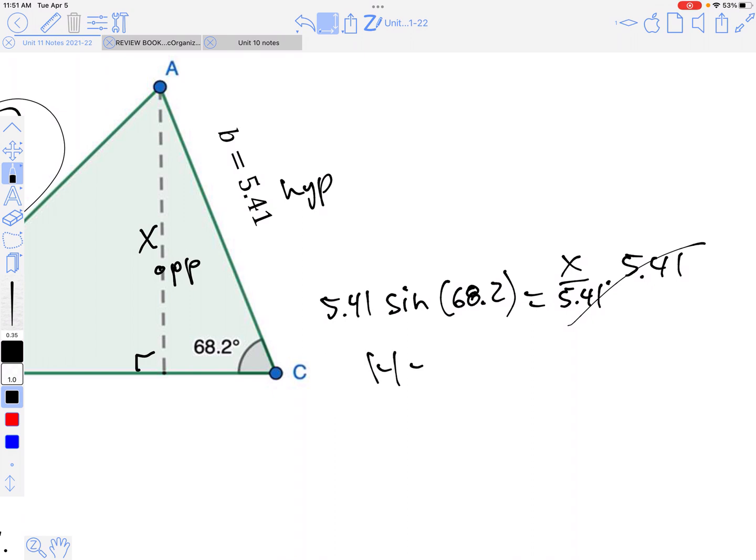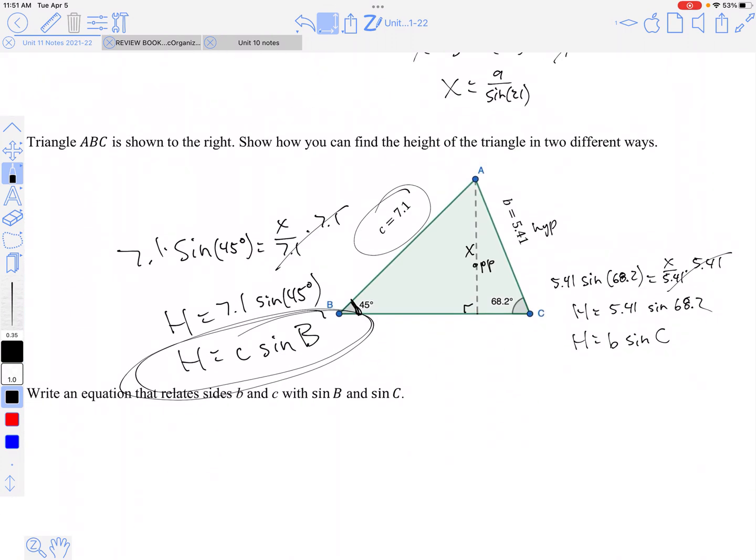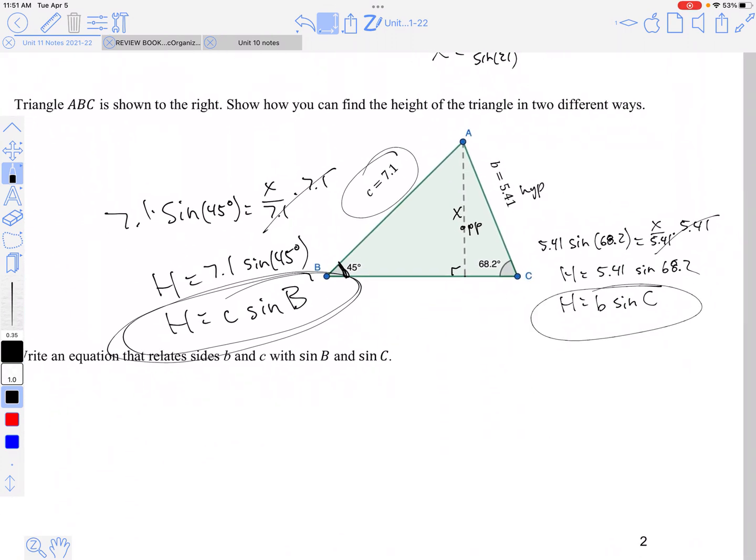So I'll have the height is equal to 5.41 times sine of 68.2. But I'm going to replace that just in general. That was side B times sine of angle C, which is kind of interesting.